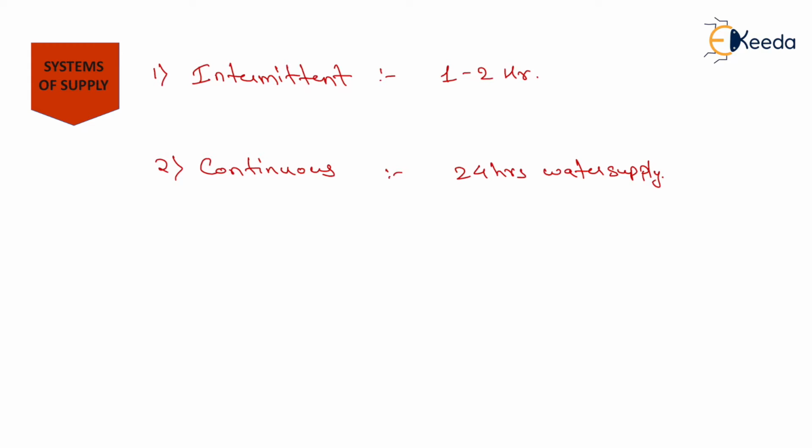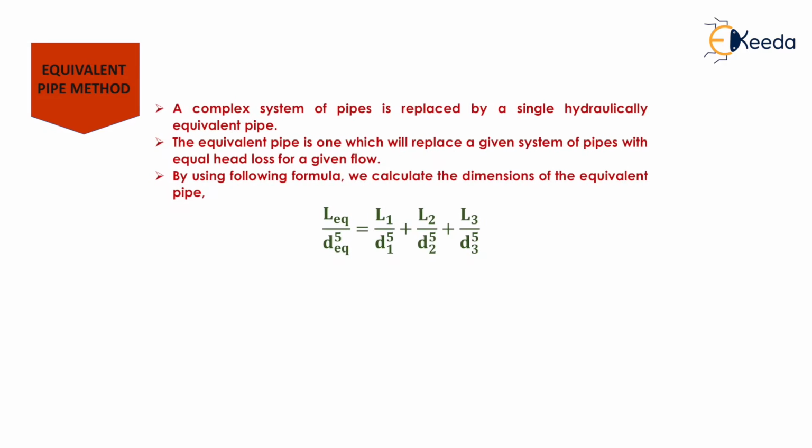Now if we ignore the leakage problem, then the losses are very high in the intermittent system as compared to the continuous system, and if leakage is also considered, then losses in the continuous system are high as compared to the intermittent system. We have already discussed it in the sources of water and water demand. Okay, now the equivalent pipe method.